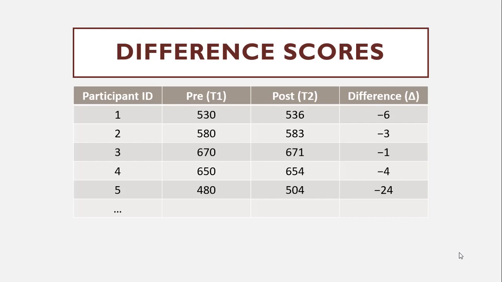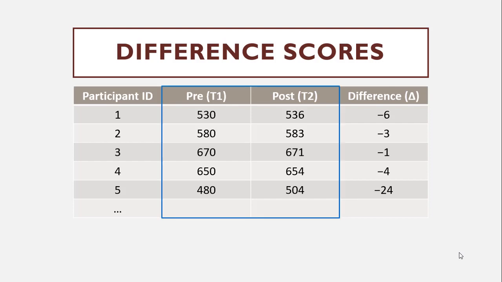So 530 minus 536 gives us negative 6. 580 minus 583 gives us negative 3. 670 minus 671, negative 1. 650 minus 654 is negative 4. And 480 minus 504, negative 24. Importantly, like I said, we only care about these initial scores in order to get the difference score. Once we do that, these are the scores that we care about.